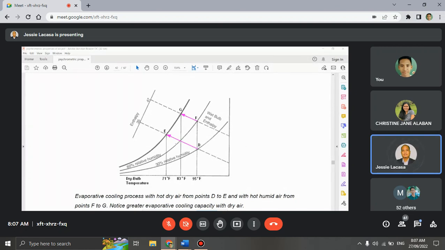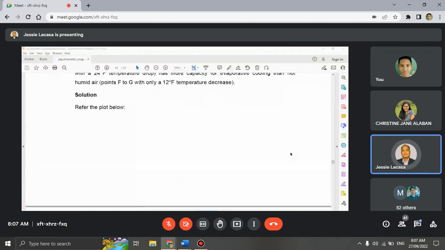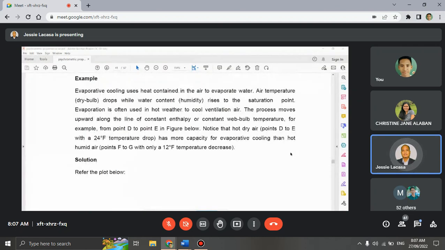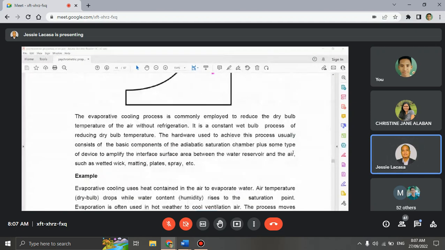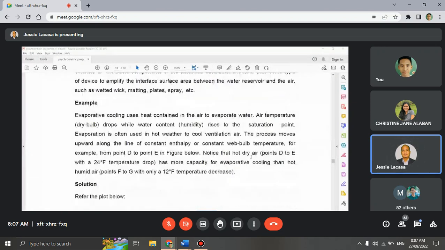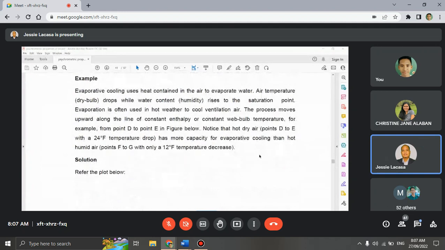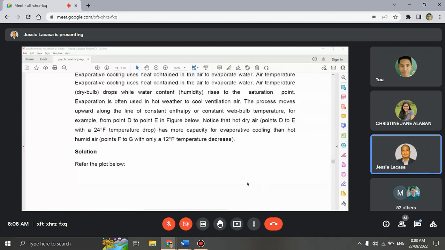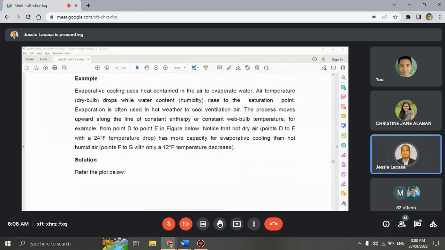So it has more capacity. That is the principle of evaporative cooling. Okay, hot dry air has more capacity for evaporative cooling than hot humid air. So points F to G with a 12 degree temperature decrease.